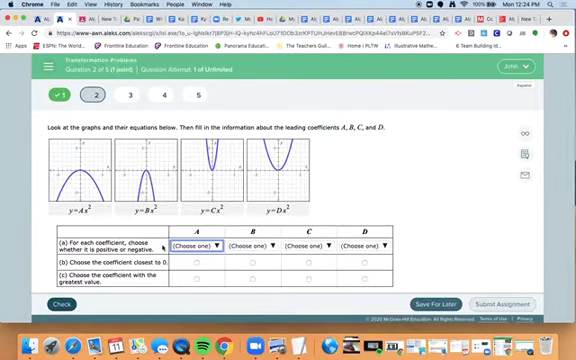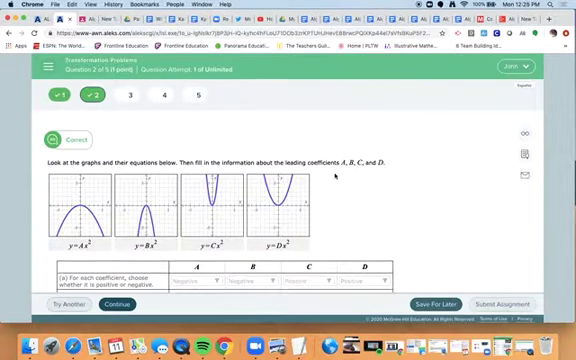It says for each coefficient, choose whether it's positive or negative. A is going to be negative, that's what we said, and B is going to be negative. And then C and D are both going to be positive. Then choose the coefficient closest to 0. Of these 4, the coefficient closest to 0, in other words the smallest coefficient, would be this one, because the fractional coefficients are the ones that give you those wider openings. So we are going to say A. And then choose the coefficient with the greatest value. That means the biggest number, and that is probably going to be C, because that has the tightest opening. All right, let's see how we did here. There we go.